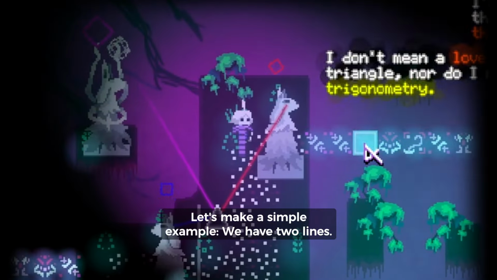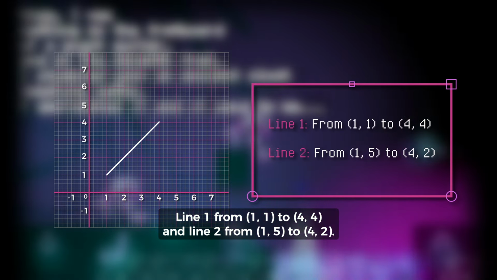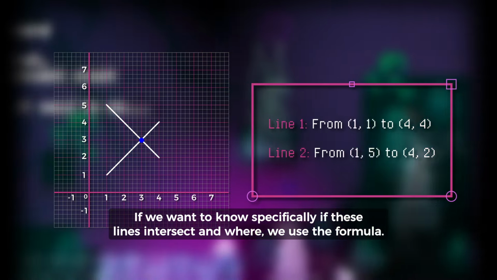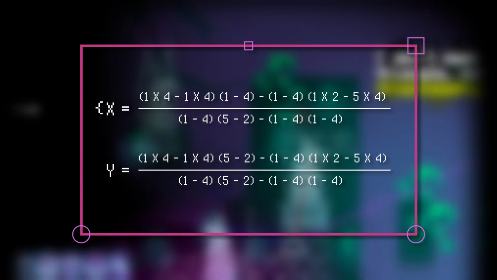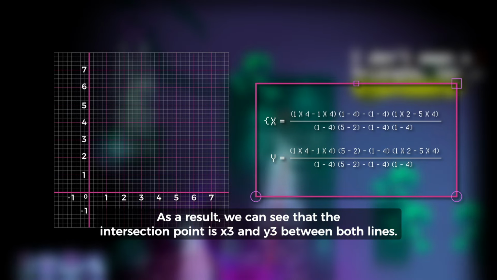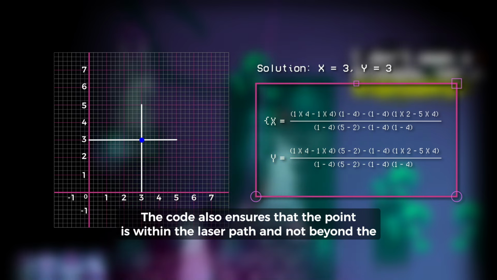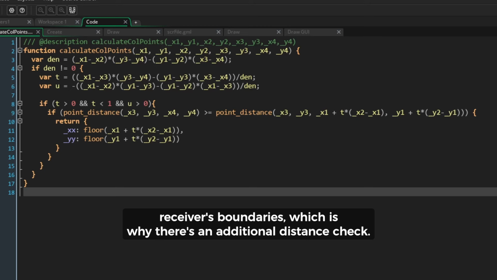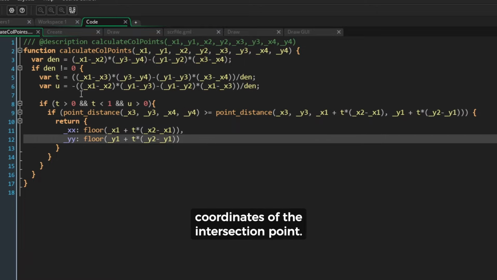Let's make a simple example. We have two lines, line 1 from 1, 1 to 4, 4, and line 2 from 1, 5 to 4, 2. If we want to know specifically if these lines intersect and where, we use the formula. As a result, we can see that the intersection point is x3 and y3 between both lines. The code also ensures that the point is within the laser path and not beyond the receiver's boundaries, which is why there's an additional distance check. Once everything checks out, it returns the exact coordinates of the intersection point.